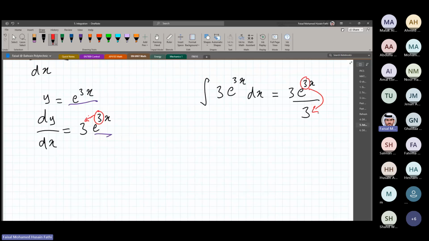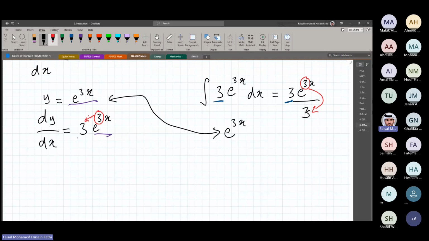This 3 is being divided, and this 3 is a constant. Constants do not get affected by integration or by differentiation. If you're multiplying a variable by a constant, the constant does not get affected. Okay? So if we simplify this, we simply cancel the 3s, and we get e to the power of 3x, which is the same as the original equation.